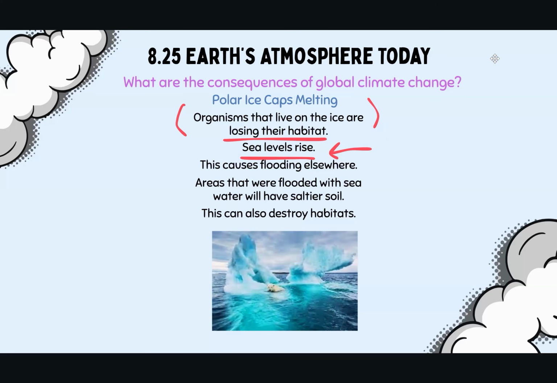in a pan, what happens? The water rises because as it gets more and more energy, it expands. It takes up more space. That's why we've had increase in flooding. If you think about how many floods we've had over the last year or so, it's because of this. Now, areas that were flooded with seawater now have saltier soil, so things won't grow as well there. So now habitats are destroyed. So everything has a knock-on effect.